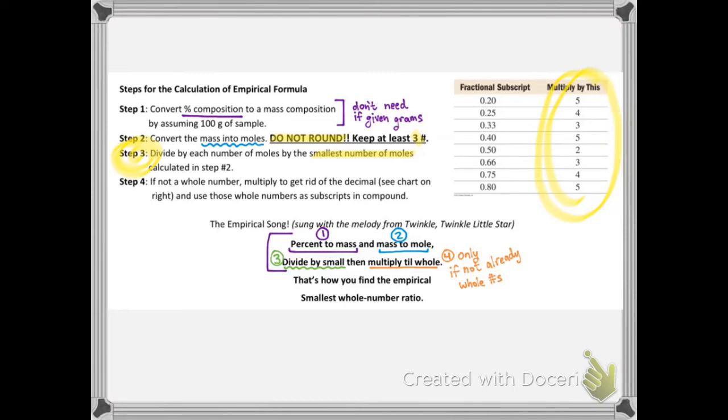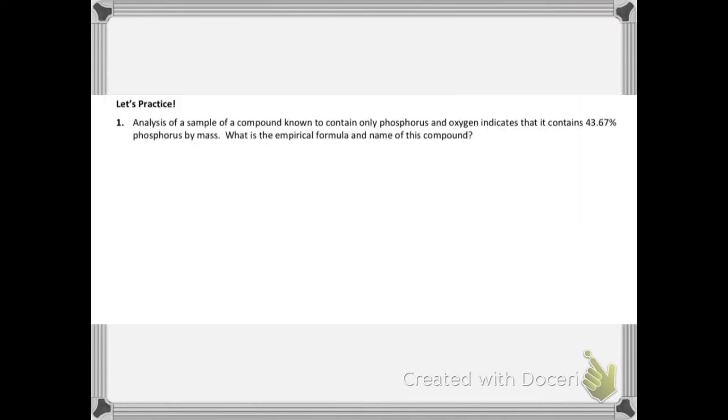All right, let's go ahead and try a practice problem and see if this makes any sense. In our practice problem, we have a compound with phosphorus and oxygen only, and it has 43.67% phosphorus by mass. We want to know the empirical formula, and we want to name it. Okay, whenever you're doing an empirical formula calculation, you want to give yourself space to do a calculation for each element. Here, phosphorus and oxygen.